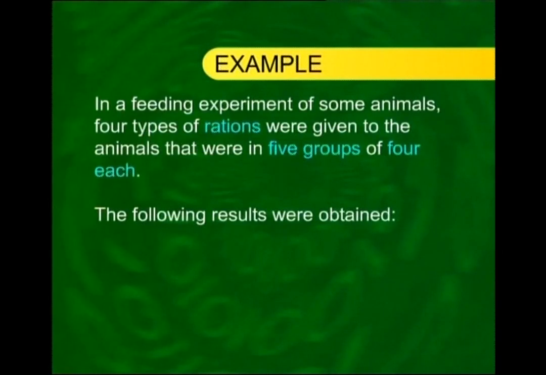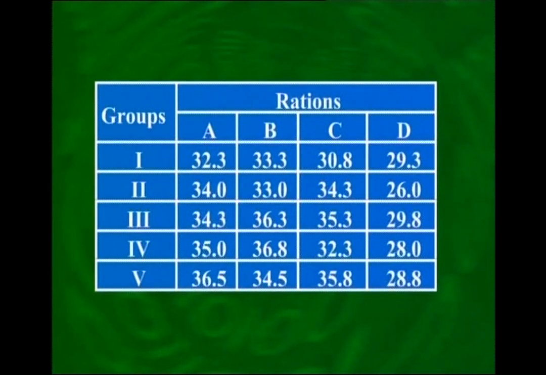As you now see on the slide, in a feeding experiment of some animals, 4 types of rations were given to the animals that were in 5 groups of 4 each. The following results were obtained. Students, you can see a bivariate table. The top row represents the 4 types of rations, and the first column gives you the 5 groups into which the animals had been divided.